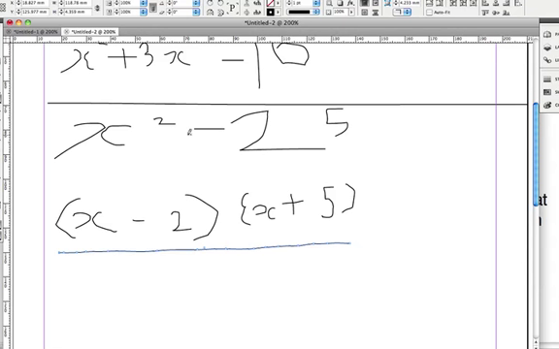You've got x squared, which is a square number, take away 25, which is also a square number, 5 squared. So when you notice that it's a difference of 2 squares, you should know straight away that it factorises into x minus 5 as one of the brackets, and the other bracket is x plus 5.